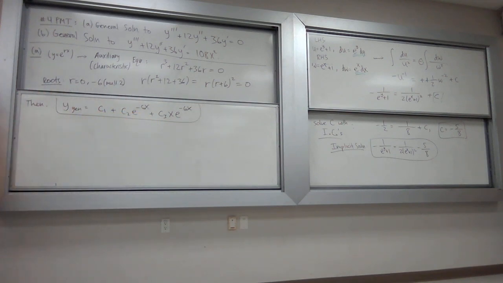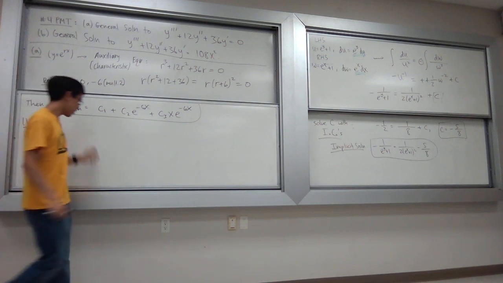Part B. Okay, well we need this for it. This is our complementary piece. Right? The general solution to the homogeneous case, this is y_c.